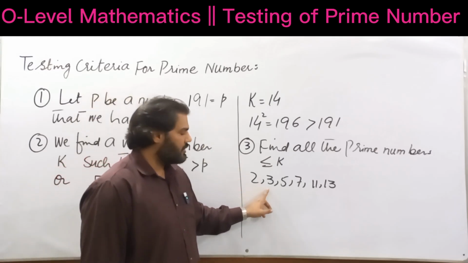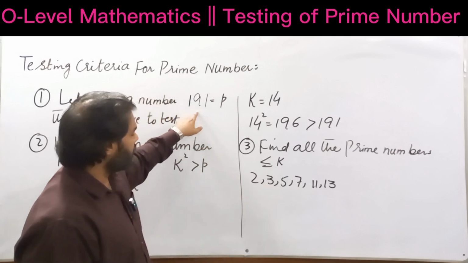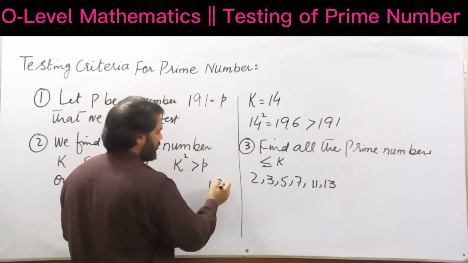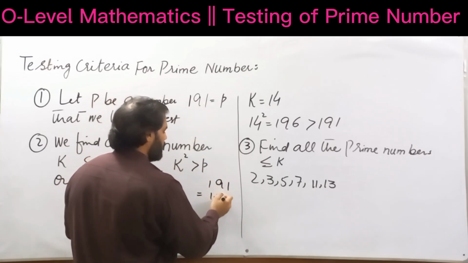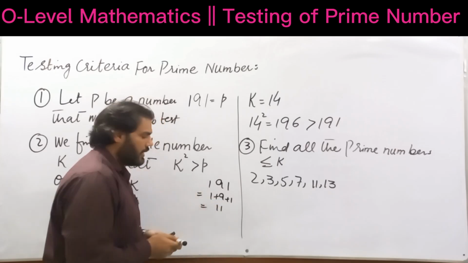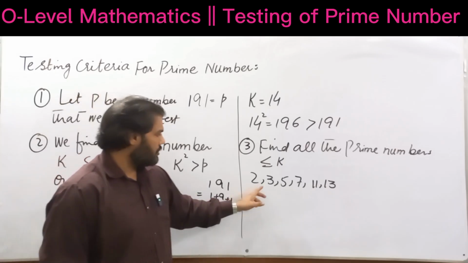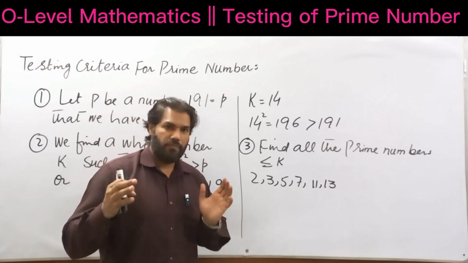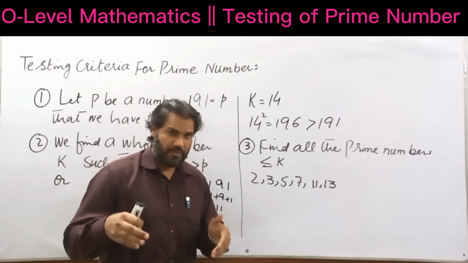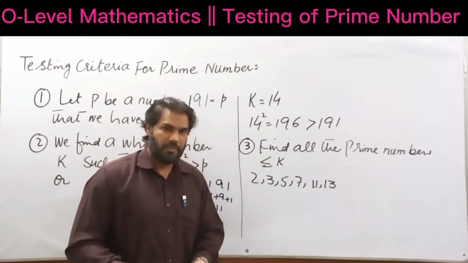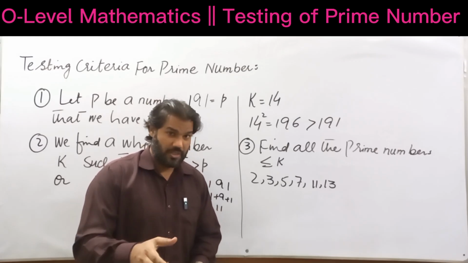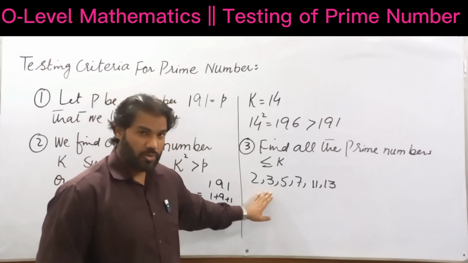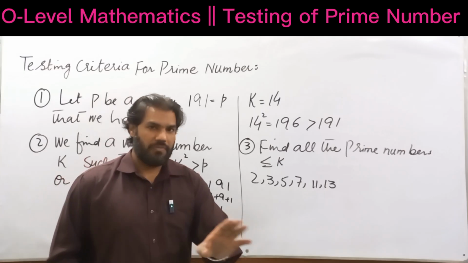Next number is 3. You can check that if you find the sum of the digits of 191, this is equal to 1 plus 9 plus 1, which is equal to 11. How do we check whether a given number is divisible by 3? We find the sum of its digits. If the sum of its digits is divisible by 3, then the complete number is divisible by 3. Now the sum of the digits is 11. 11 is not divisible by 3, so the number 191 is not divisible by 3.